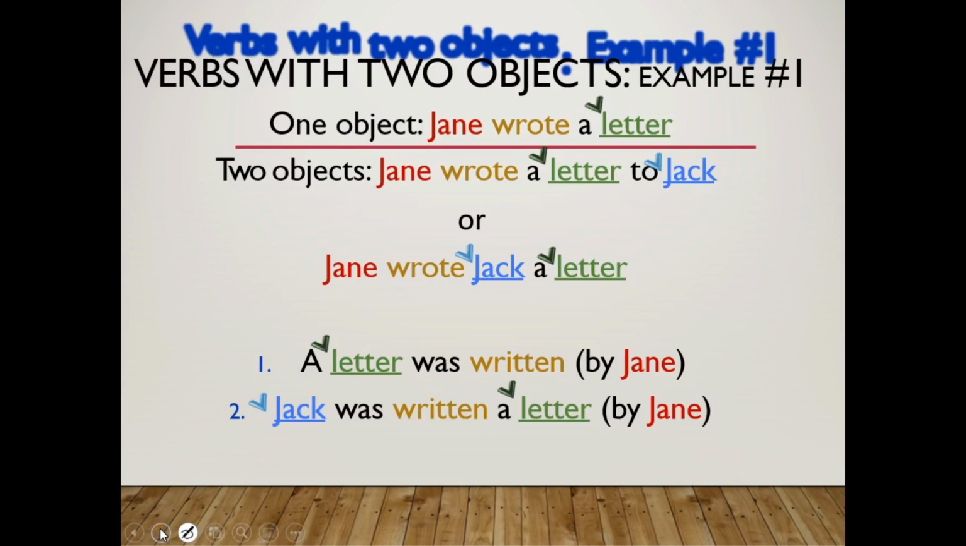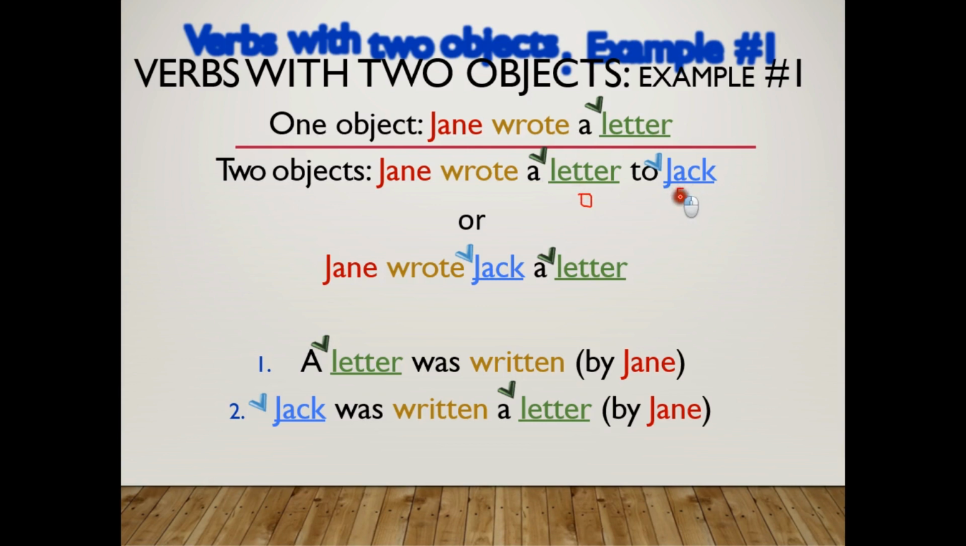Okay, next, let's take a look at the example, the verb with two objects. Because we have discussed the verb with one object, the sentence with one object. Now let's take a look. How about if there is a sentence that uses two objects? This is one object. Example: Jane wrote a letter. But with two objects like this: Jane wrote a letter to Jack. Okay, a letter and Jack.